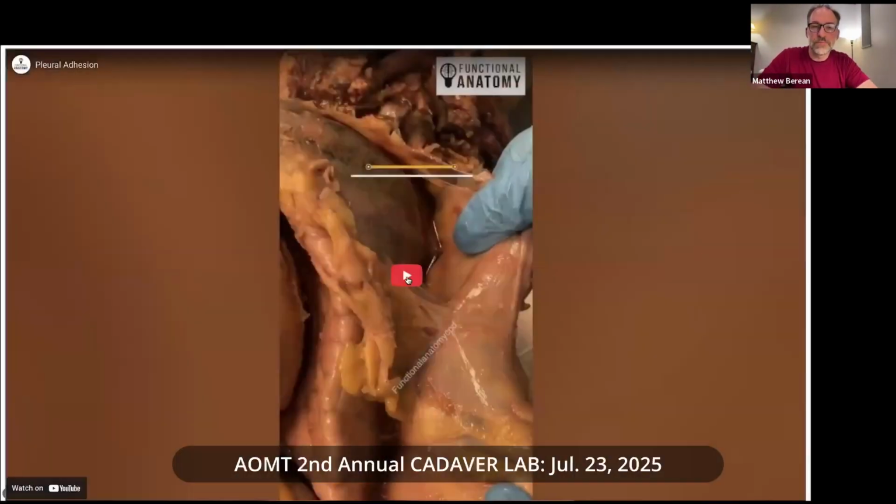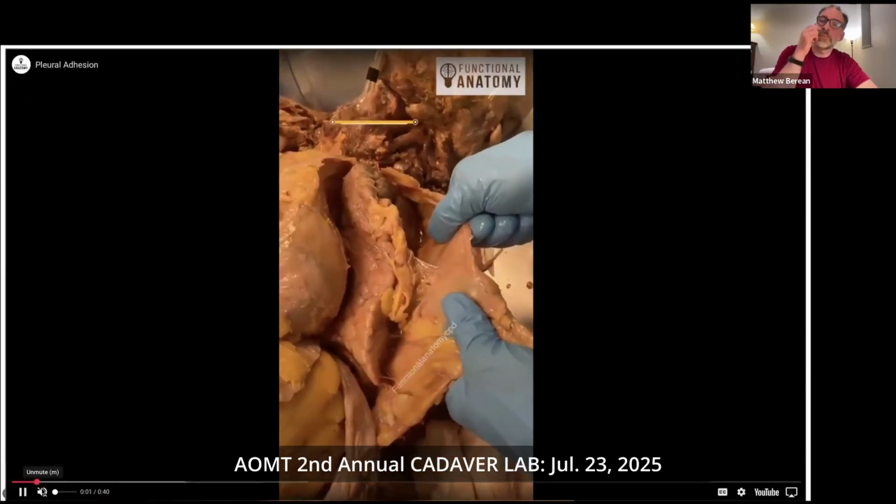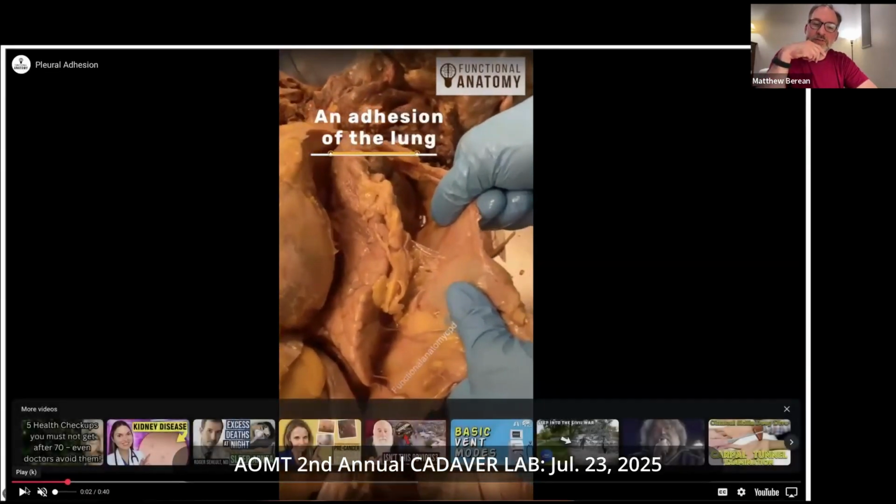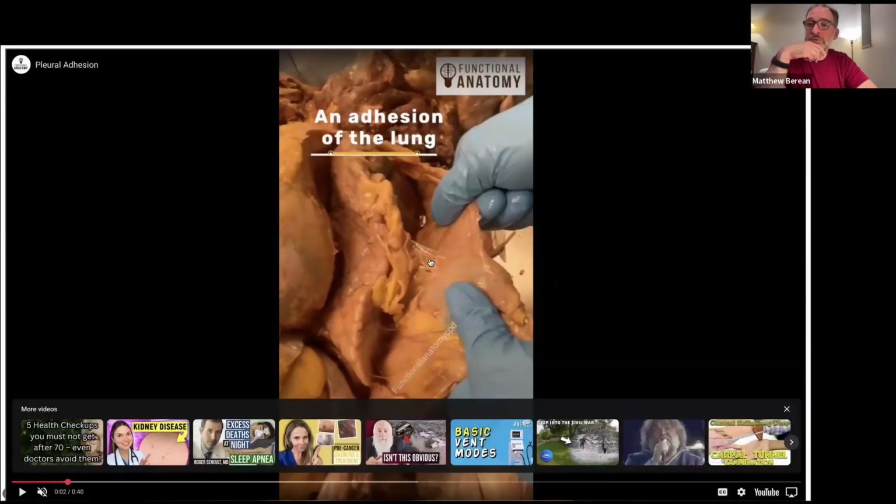Here we go. So right there, you can see that. Can everybody see this little piece right here? And like I said, that's a pretty robust one. Many of the smaller ones, once you're talking about a fixed body and going into tissues, it's been cooked.